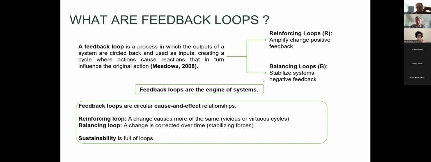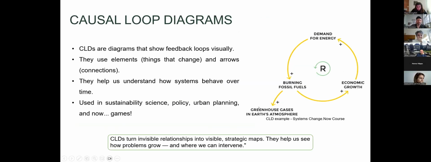Now, the second concept is feedback loops, which are the engine behind the systems and the building blocks of systems. Feedback loops are, simply put, circular cause and effect relationships between elements. And there are 2 types of feedback loops. We have reinforcing loops, where the change causes more of the same, and balancing loops, where the change is corrected over time to stabilize the system. And sustainability is full of loops.